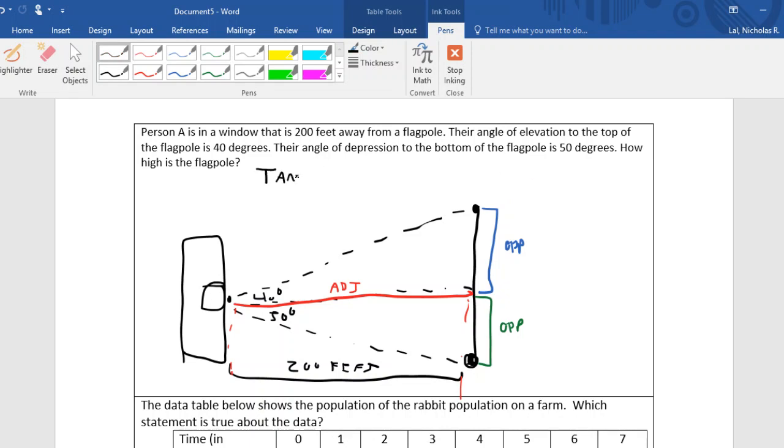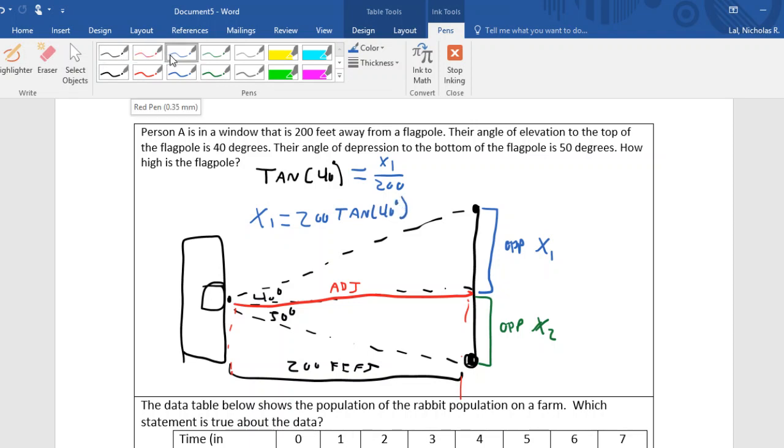So we need to know that the tangent of 40, I'll just call this opposite x1 and this length x2. The tangent of 40 is going to be equal to opposite over adjacent, so SOHCAHTOA, x1 over 200. So x1 is equal to 200 times the tangent of 40 degrees.